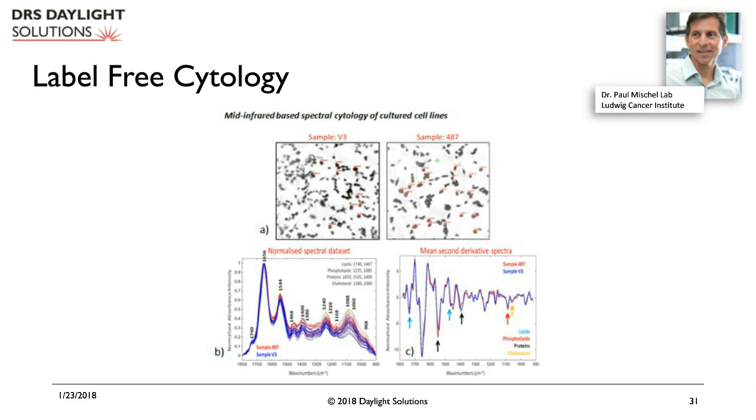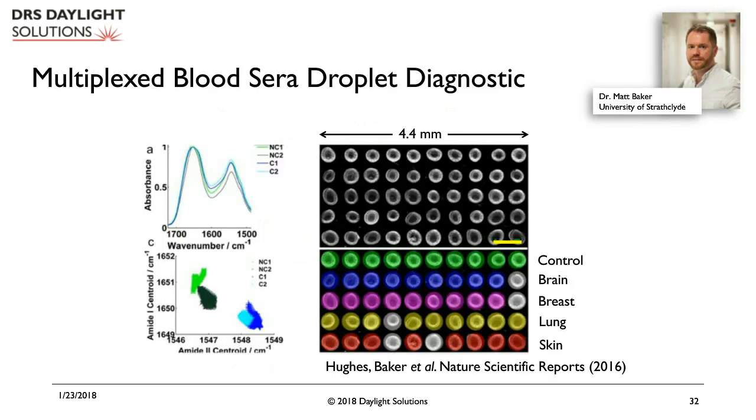IR analysis of blood serum for cancer and other disease biomarkers has recently become a very hot topic. In this work by Dr. Matt Baker at the University of Strathclyde, he designed a multiplexed array where he was able to successfully identify the cancer versus non-cancer patients by their dried serum spots alone. Beyond that, he was able to identify the organs from which the cancer originated in almost every case.